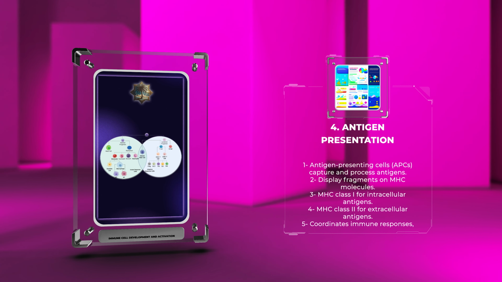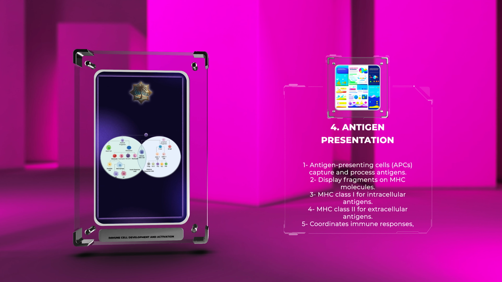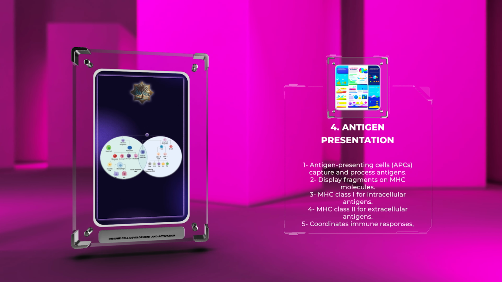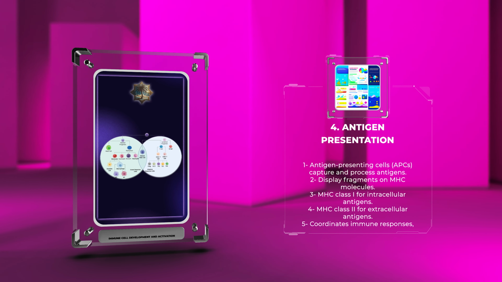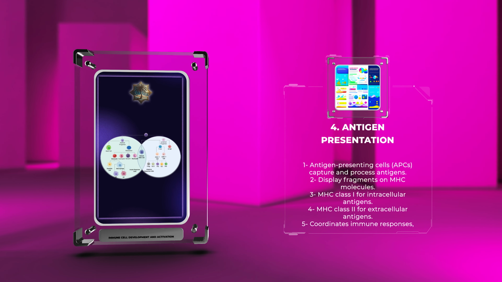They then display fragments of these antigens on MHC molecules. There are two pathways, MHC class I for intracellular antigens and MHC class II for extracellular antigens. This process coordinates immune responses and directs specific immune functions.